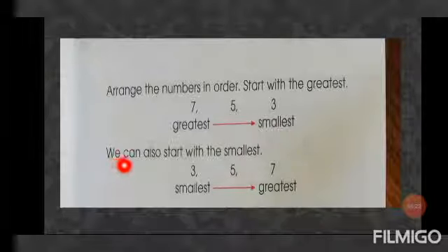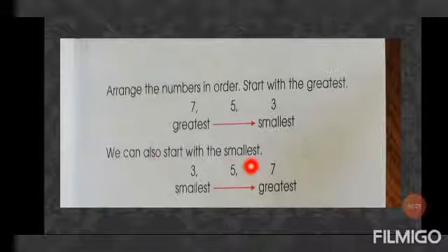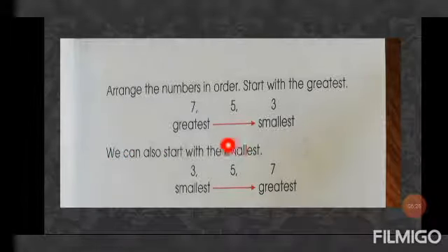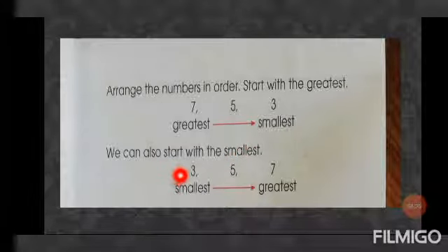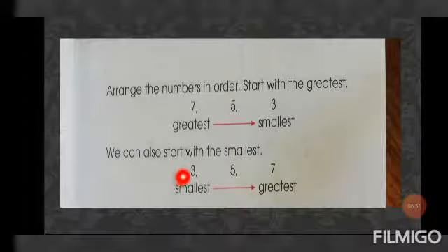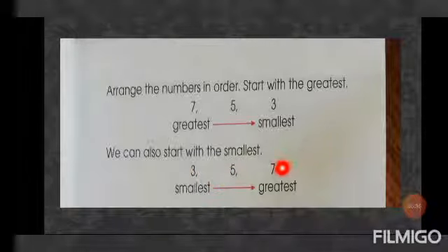So we can also start with the smallest number. So which is the smallest here? 3 is the smallest number. Then comes 5 and then 7.